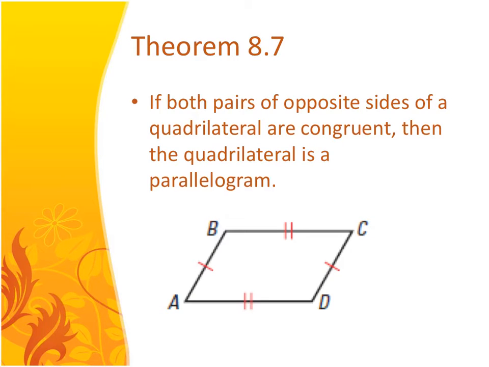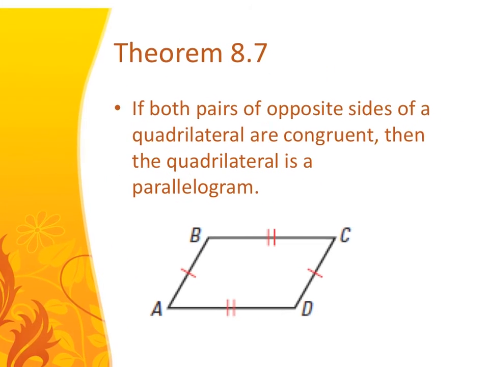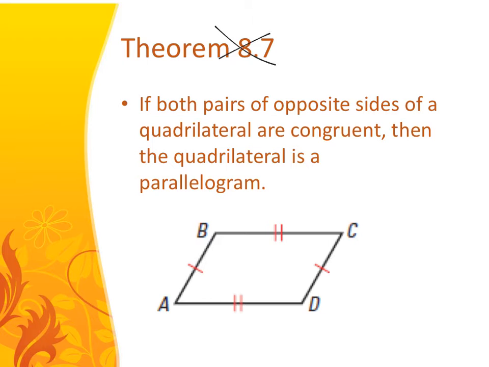So here's our first theorem of this lesson. It's actually the 7th theorem of the chapter. Again, the number of the theorem is not important to us. What's going to be important is you're going to have to restate it in your proof. I don't want to see as a reason for your proof that it's theorem 8.7. You're going to have to restate the theorem as your reason.